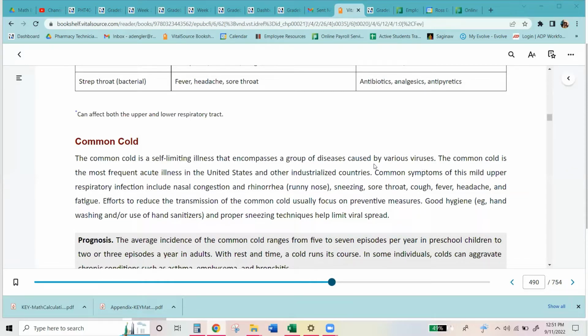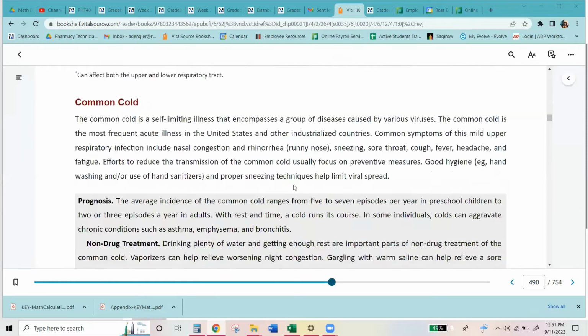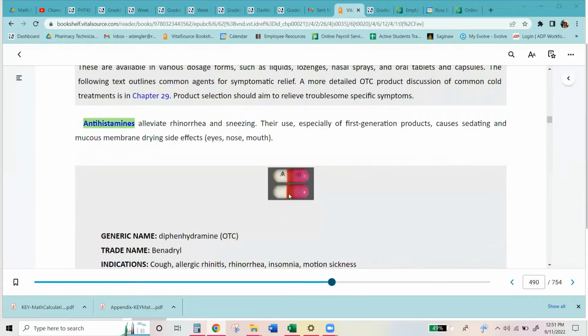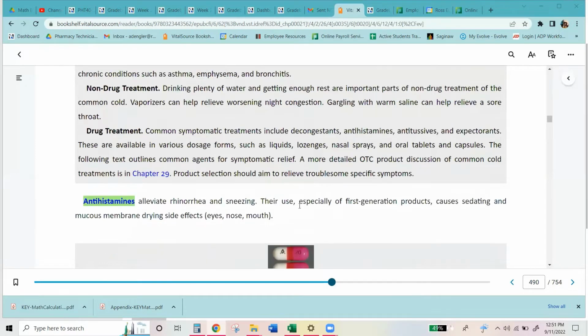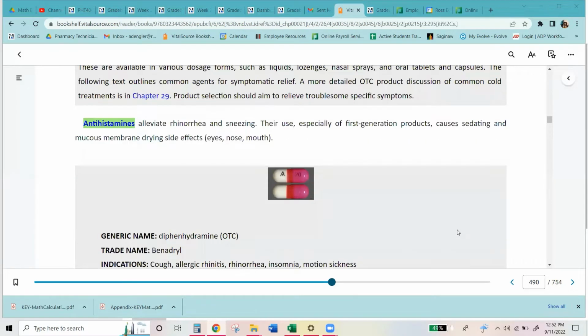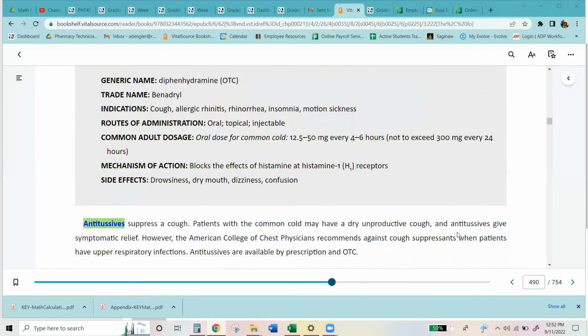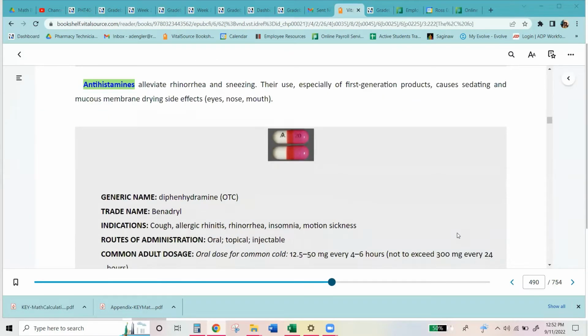Good hygiene, hand washing, using hand sanitizer, and proper sneezing techniques help limit viral spread. So remember, you should always be sneezing in your elbow, especially when you're working. Antihistamines alleviate rhinorrhea and sneezing. Their use, especially of first-generation products, causes sedating and mucous membrane drying effects. So this is just normal Benadryl over the counter.